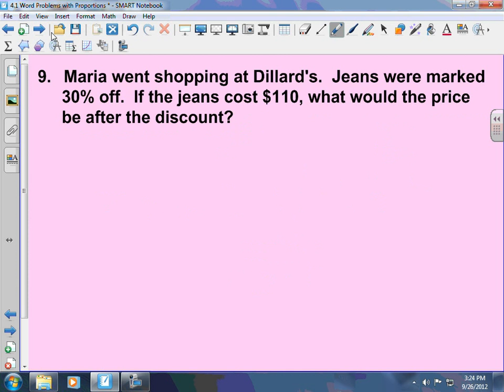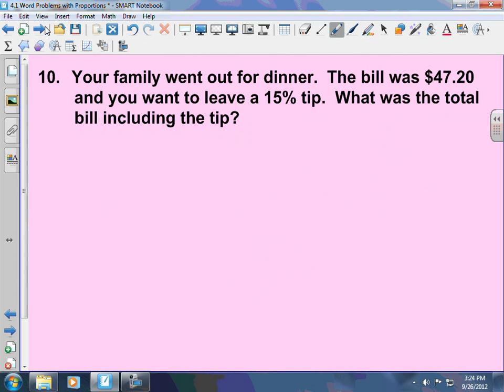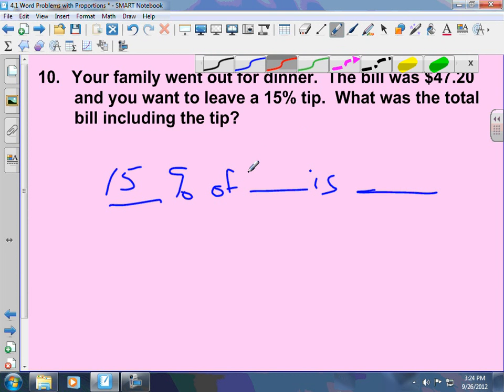Okay? This is the same thing, except it's a tip. So let's go over this one. Blank percent of blank is blank. Again, your percentage is going to go right here. Now, what's their total bill? Your total goes here. 47.20 is their total.